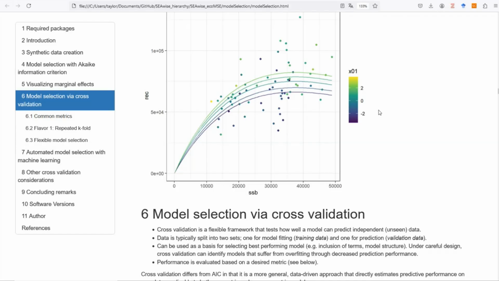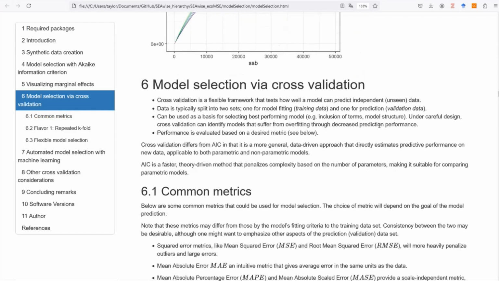And this is basically a very flexible framework. It can be used to compare models of different structure as well, depending on the metric that you choose to highlight performance. And it basically splits the data into two sets. We have a training data set, which is used to fit the model. And then we have a holdout one that we use for prediction. This is the validation set.